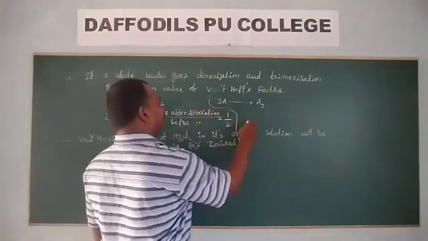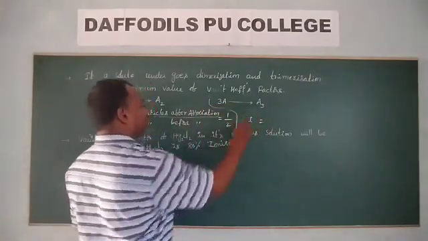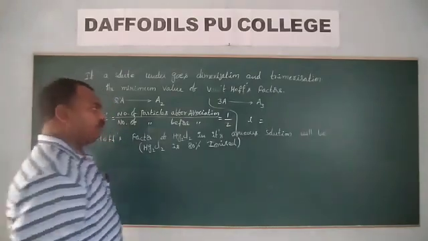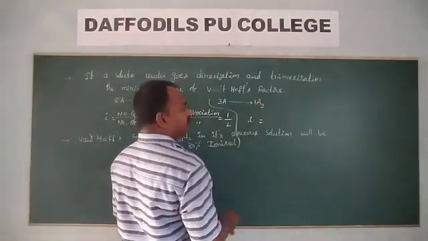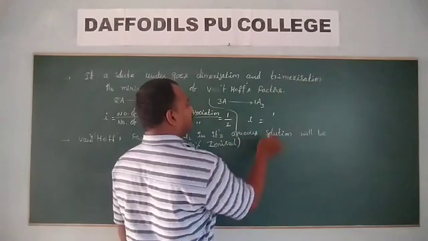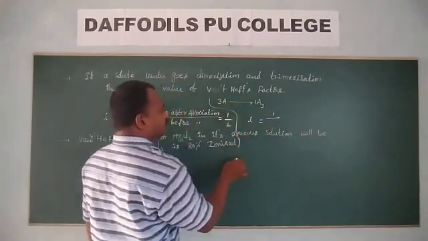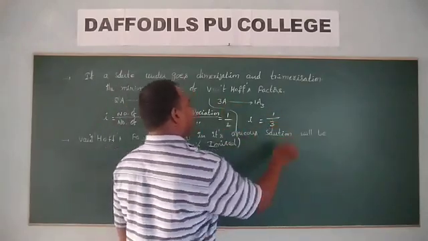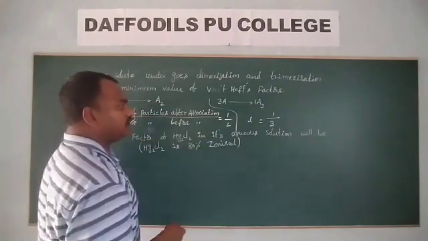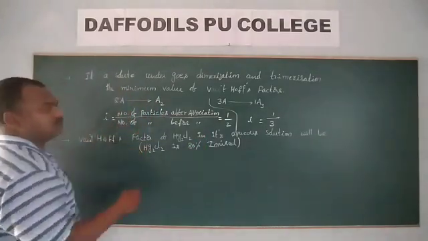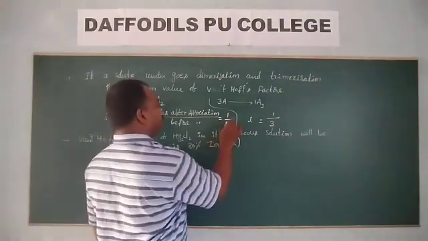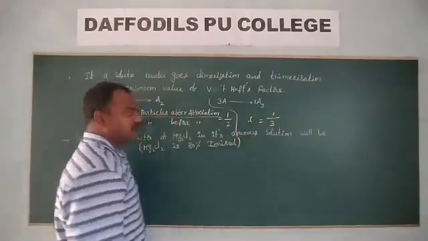Now what is the Van't Hoff factor for this trimerization? After association, how many particles will you get? Only 1. Before association, how many particles are there? 3. So i is equal to 1/3. So this is 1/2 and that one is 1/3.